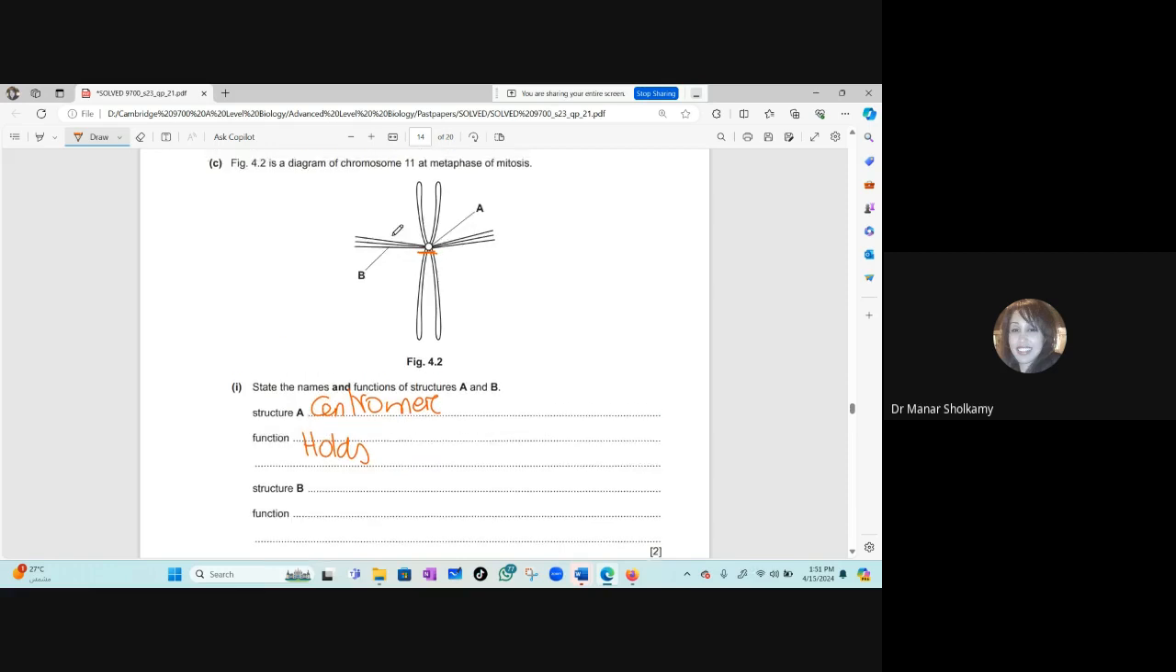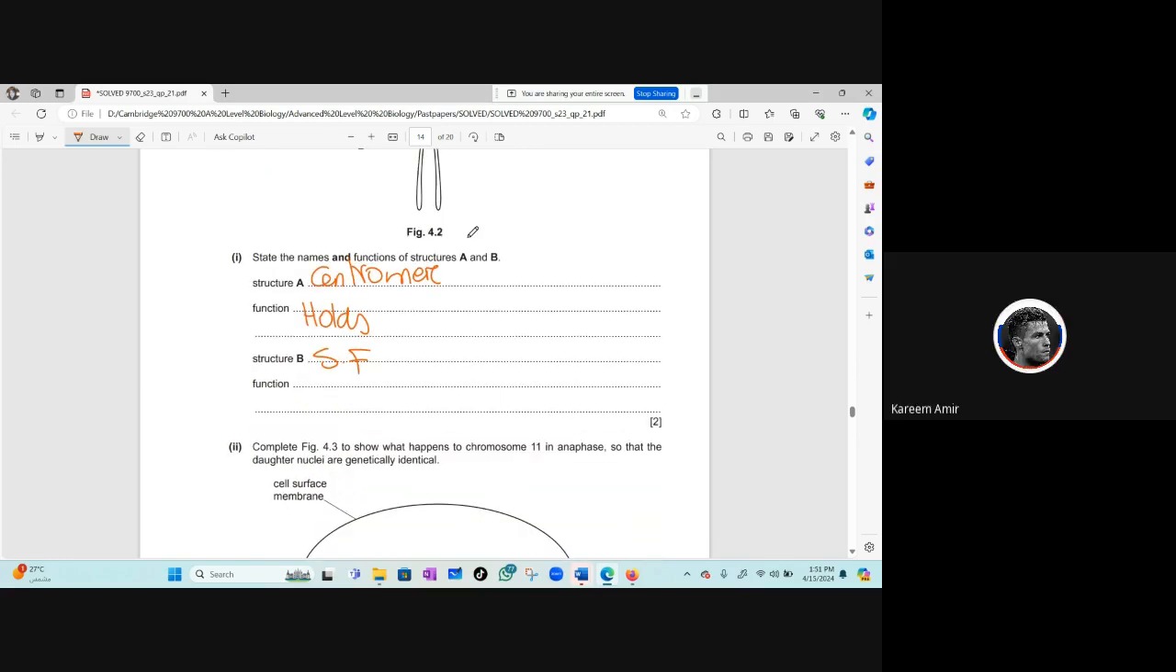What is B? Spindle fibers, yes. And what is the function of the spindle fibers, Kareem? Separating chromatids. Excellent. Separate them during what? Which phase are they separated? Metaphase. Anaphase. They are separated in anaphase. In metaphase, they lie in the metaphase plate, or at the middle, okay? And they are separated in anaphase.